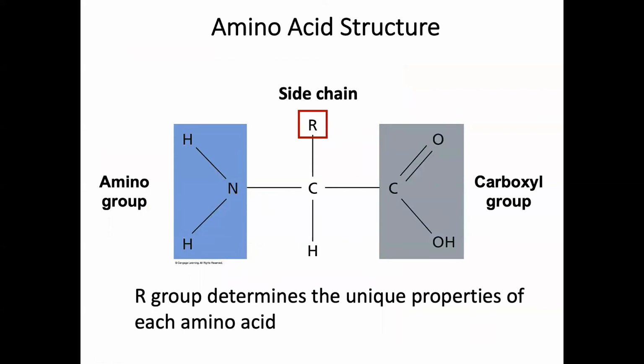Then how do these amino acids assemble together to make a protein? Let's first take a look at the structure of each amino acid, okay? All 20 amino acids have the same backbone, which contains the amino group and the carboxy group. However, the R group shown here, also known as the side chain, differs in each amino acid. So the R group really determines the unique properties of each amino acid.